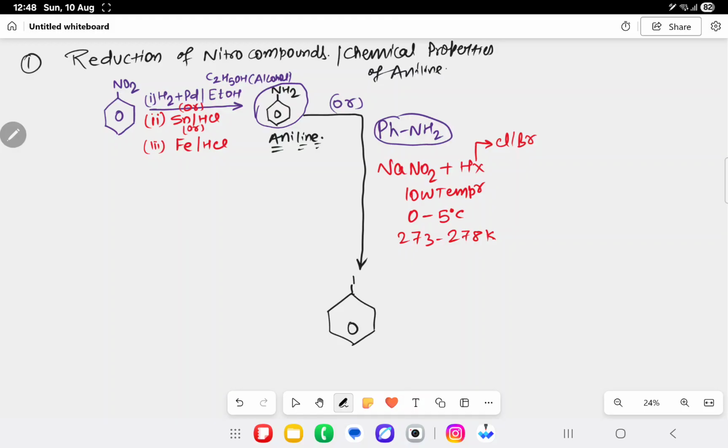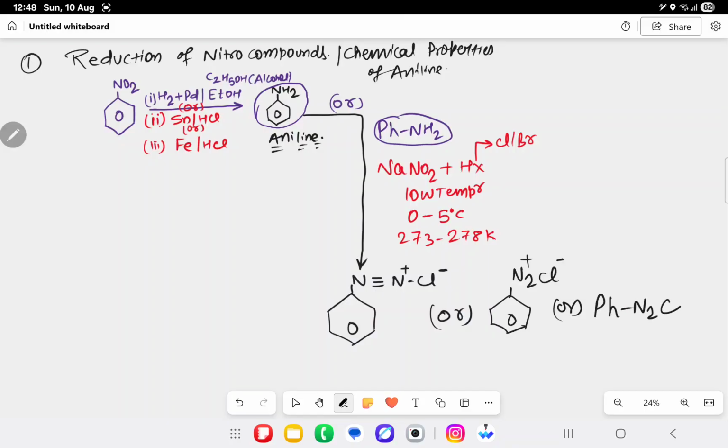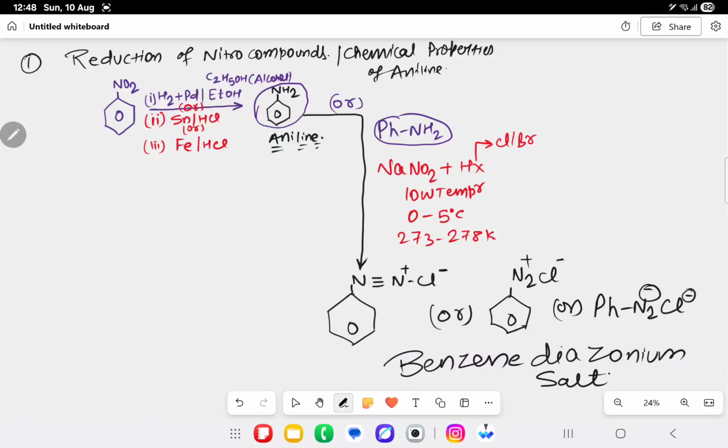It means the structure will come like this. Benzene ring over here, N triple bond N plus Cl minus. This way the structure will come, or sometimes they will write it like this, so don't get confused. Benzene diazonium salt N2Cl minus, or sometimes they will write Ph N2Cl minus. Ph means benzene ring, that is also known as phenyl. The name of this compound is called benzene diazonium salt.